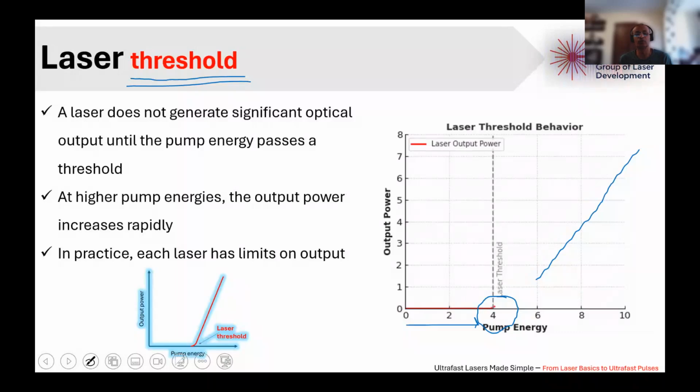We don't see output until the pump approaches a threshold value. After that, the higher the pump energy, the higher the output. But it cannot be infinite. It cannot keep increasing forever; it has a limitation as well. This is just to show, but it doesn't mean that it increases forever. No, it's not like this. That is a different story. Okay, move to the next slide now.